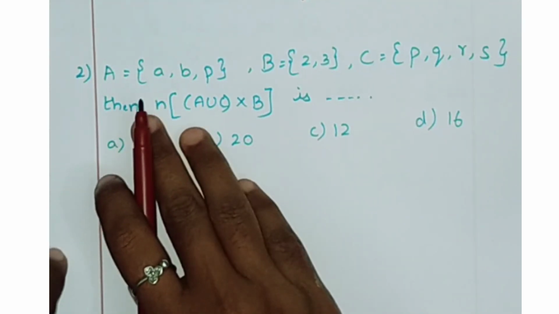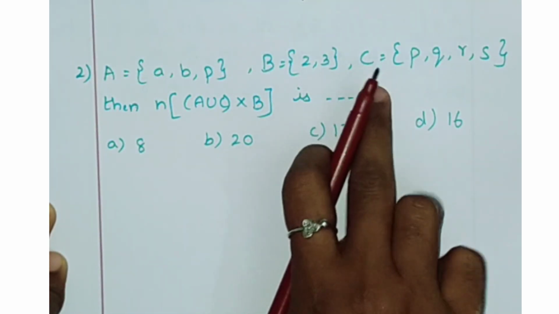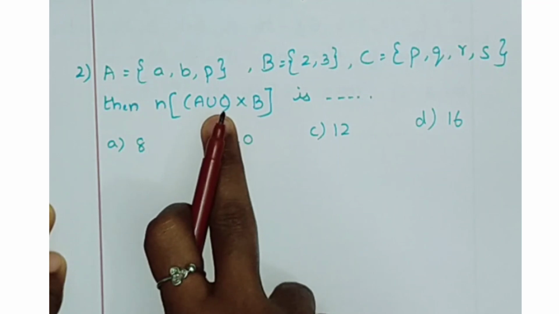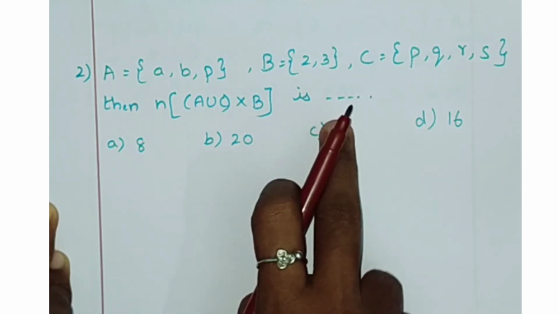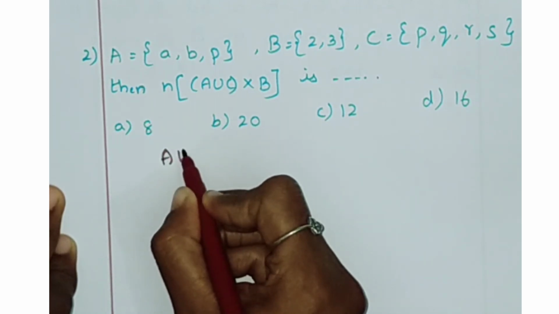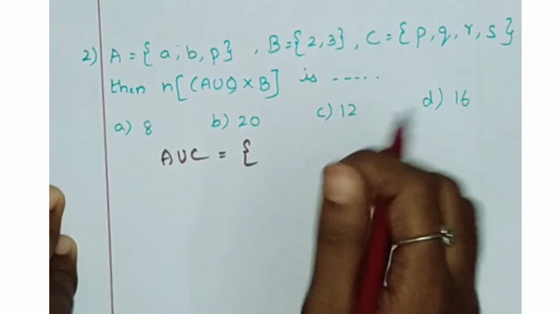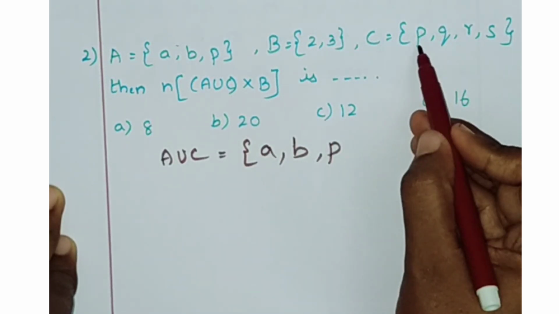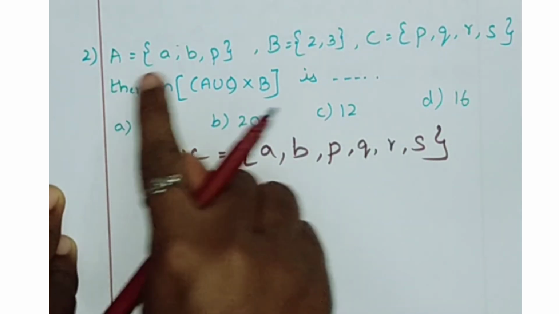Second question: A is equal to {a, b, p} and B is equal to {2, 3}, C is equal to {p, q, r, s}. Then n of (A union C) × B is. So you have to find what is n of (A union C) × B. First, just find what is A union C. Just write all the terms which are present in A and C. So a, b, p, and p we have already written, then q, r, s. This is A union C.